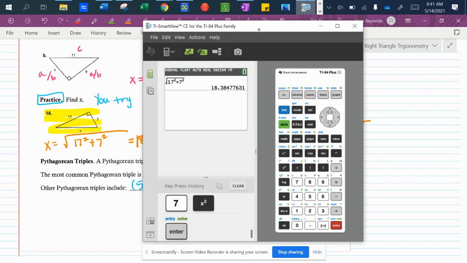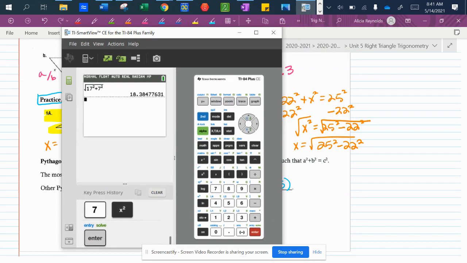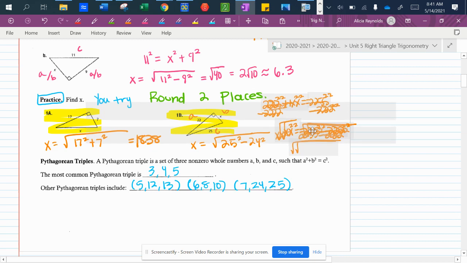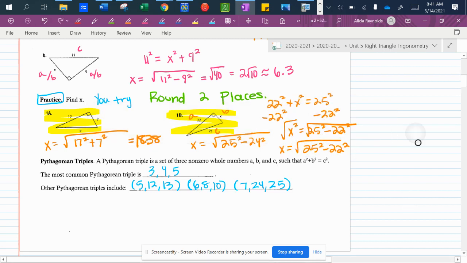Okay, so if I put that in the calculator, second square root 25 squared minus 22 squared, 11.87. Let's scoot this over. Oh, I knew it was going to do something stupid. That's okay. Equals 11.87. Questions on those two?